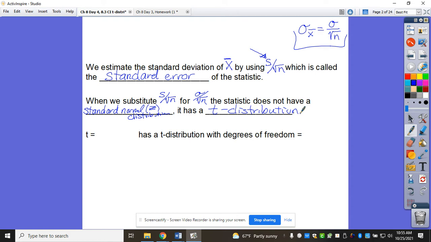Yes, so all those connect. If you don't know sigma, you use S. If you use S, you use T. And if you know sigma, then you use Z.